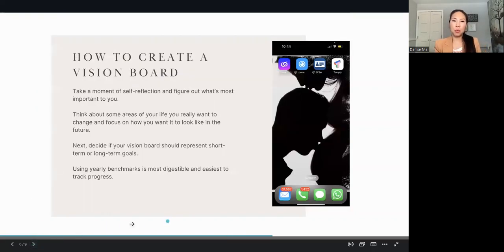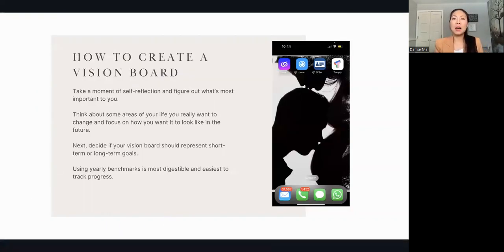How to create a vision board. Take a moment and self-reflect and figure out what's most important to you. So for me, this is literally a screenshot of the back of my phone. This is a wallpaper on the back of my phone.